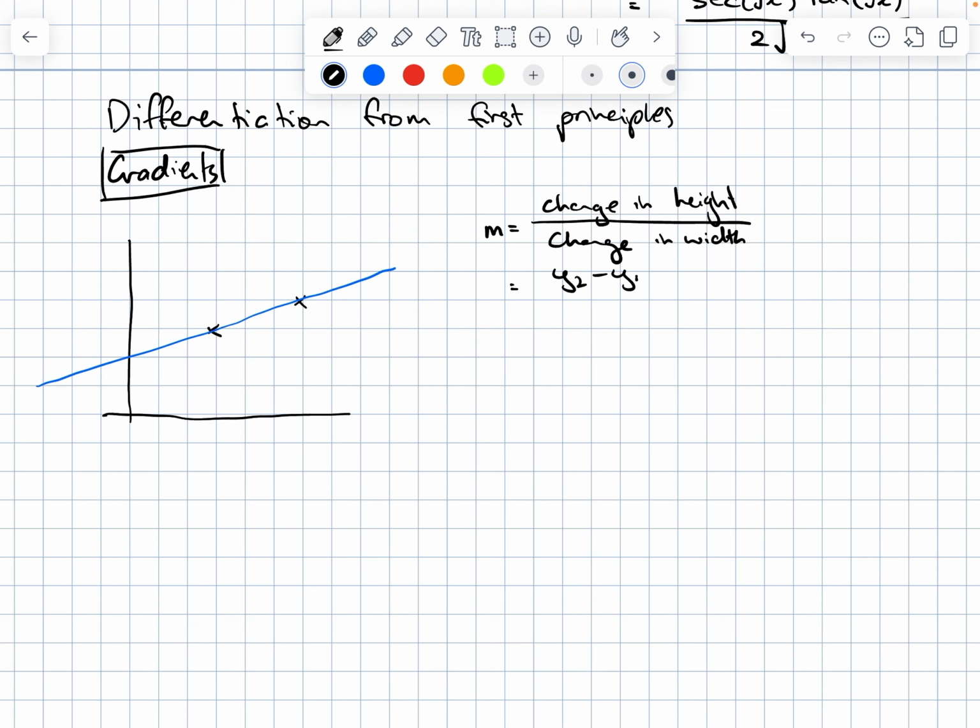y2 minus y1 over x2 minus x1, where (x1, y1) is your point on the left, and (x2, y2) is your point on the right. In this case, y2 is 4 and y1 is 3, over the change in x, so that is 6 minus 3, which gives us a gradient of 1/3.